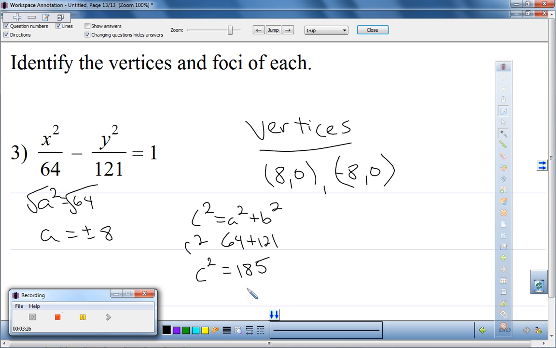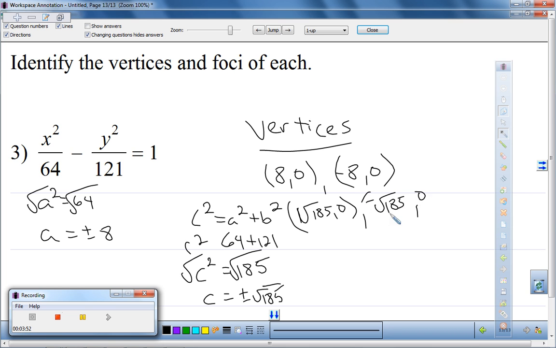Then we'll take the square root of both sides. So c is equal to plus or minus the square root of 185. From there, it'll be in the same location, so it'll be (square root of 185, 0) and (negative square root of 185, 0). And that would be our foci. So that's 3 examples of how to find those 2 pieces of information. Now the only other thing we would find with a hyperbola is also the asymptotes, which is in another video.